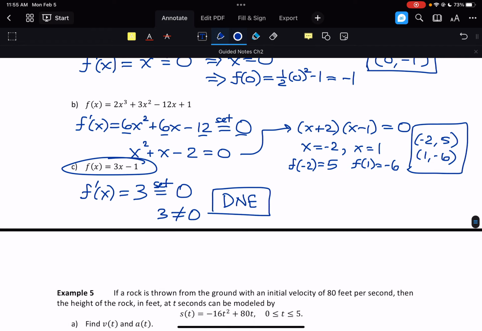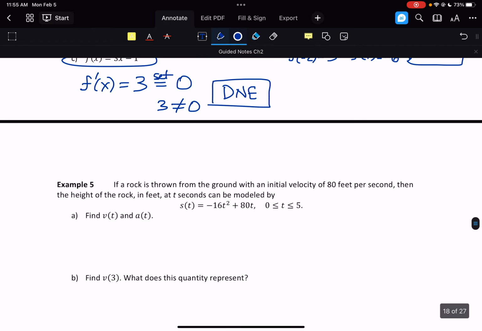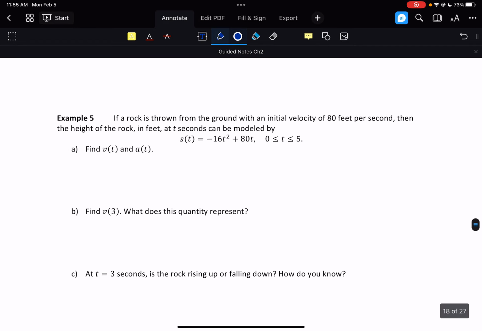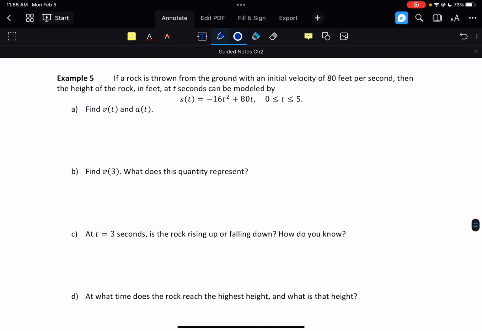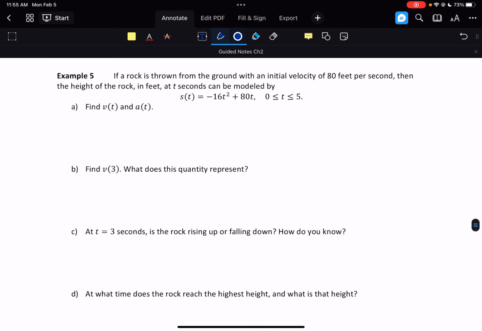Right. Then let's look at one last example here, throw a little bit of context into this. If a rock is thrown from the ground with an initial velocity of 80 feet per second, then the height of the rock in feet at t seconds can be modeled by s of t equals negative 16t squared plus 80t, with t going from 0 to 5. Find v of t and a of t. So this is asking for velocity and acceleration.